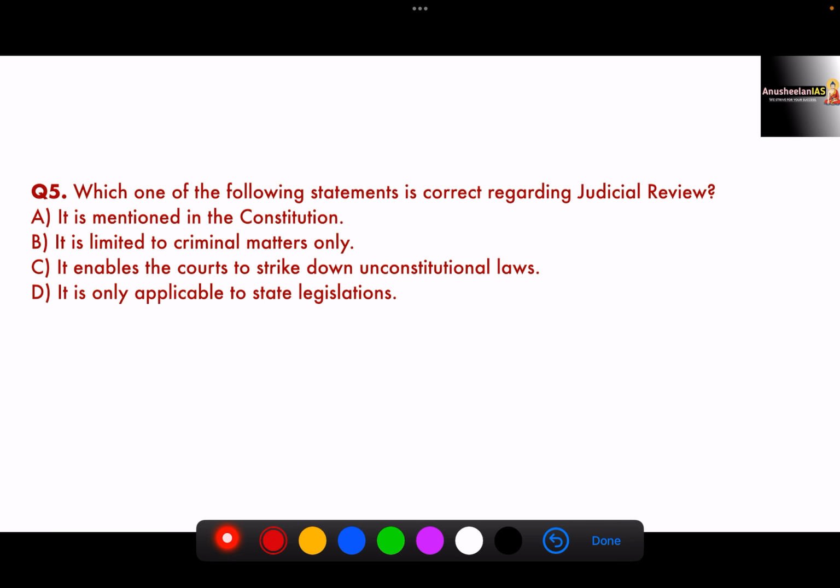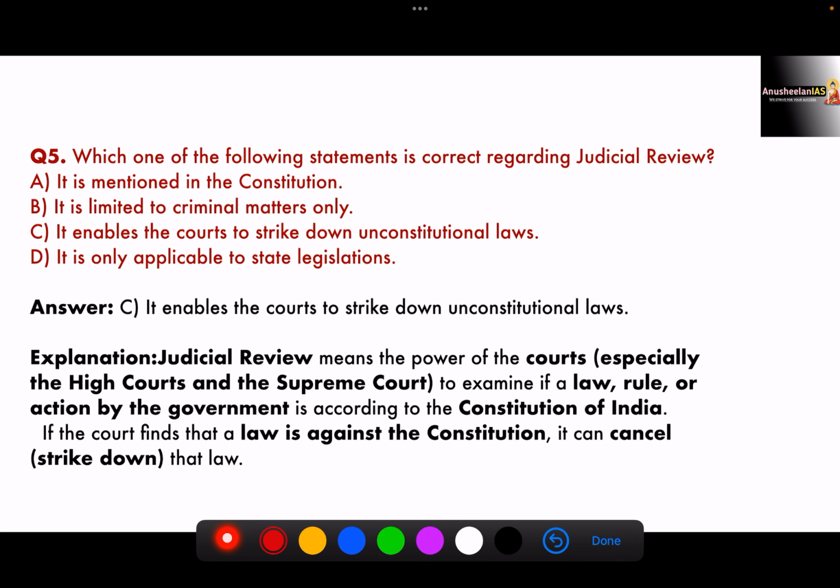Next question, which of the following statements is correct regarding judicial review? It is mentioned in the constitution. It is limited to criminal matters only. It enables the courts to strike down unconstitutional laws. It is only applicable to state legislations. Answer is option C. It enables the court to strike down unconstitutional laws. It is not mentioned in the constitution.